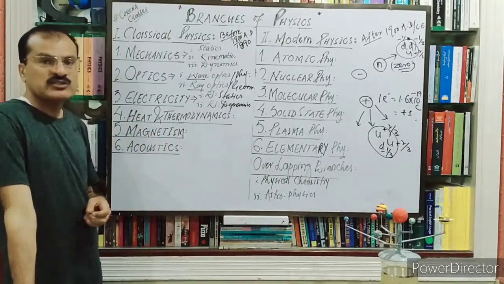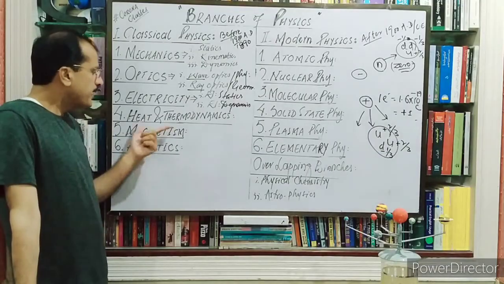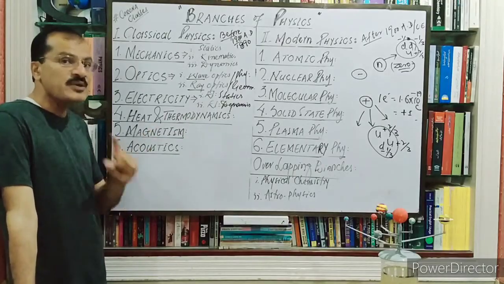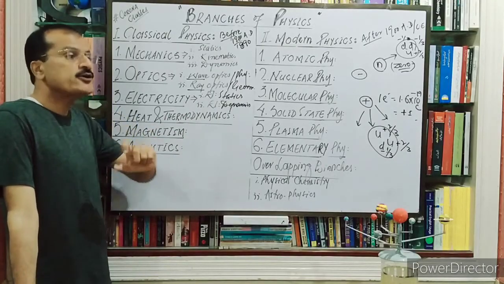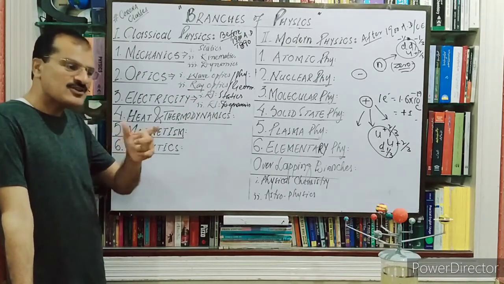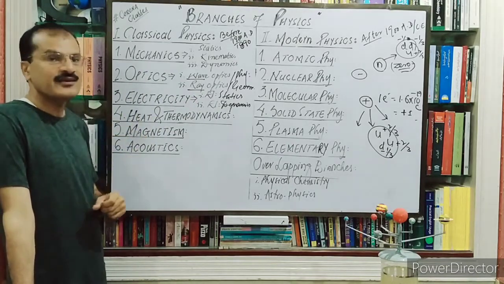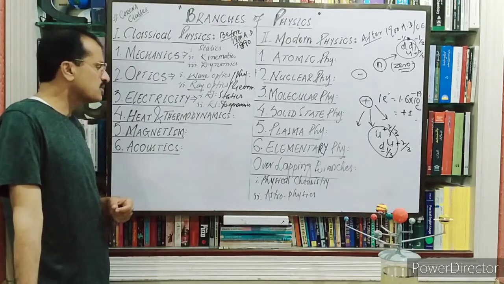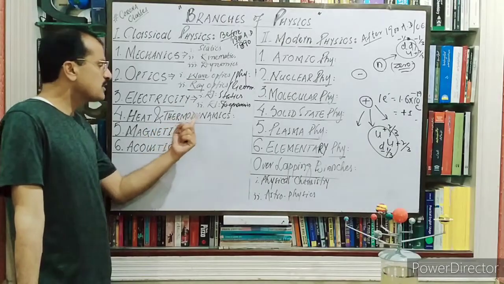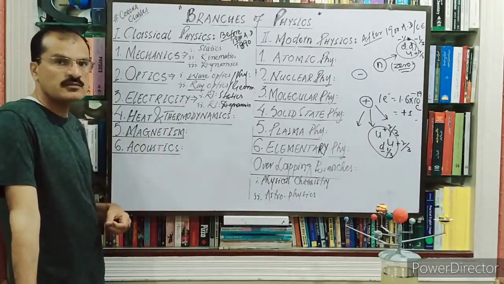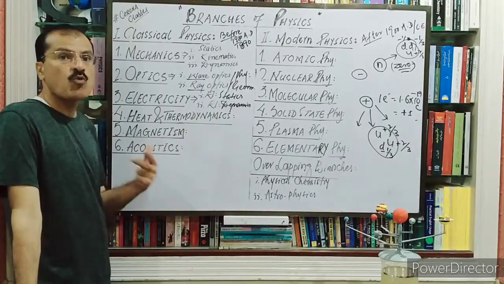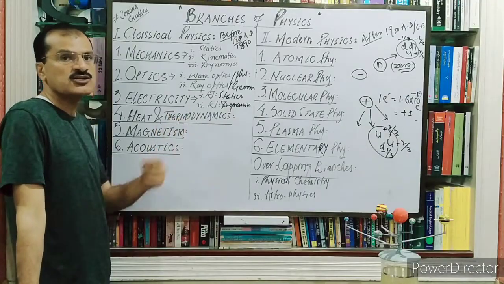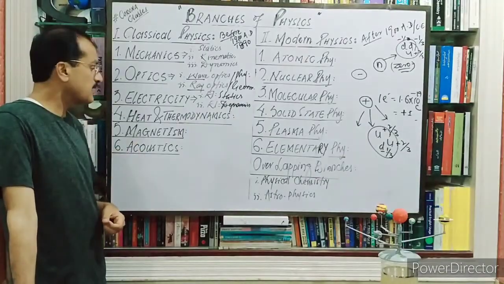The fourth important branch is heat and thermodynamics. In this branch, we study the nature of heat, and thermodynamics means conversion of heat into kinetic energy. So conversion of heat energy into mechanical energy is known as thermodynamics. If you break this word into two parts, thermos and dynamics: thermos means heat, dynamics means motion. So thermodynamics means conversion of heat energy into some kind of mechanical energy.